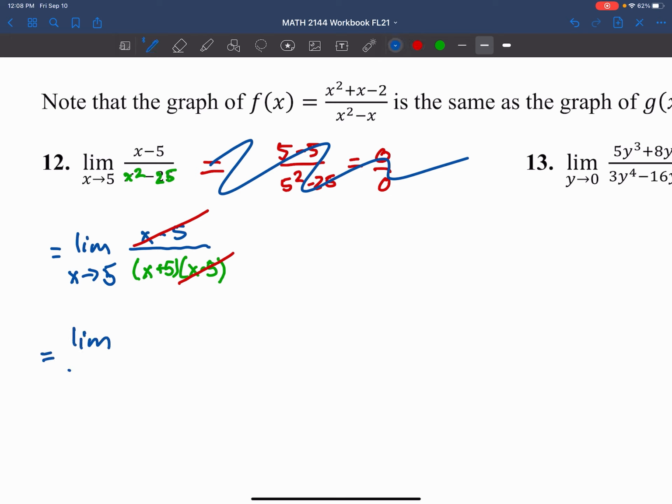So we're now considering a similar function, the limit as x approaches 5 of this time 1 over x plus 5. And we can just go ahead and plug in the value we're approaching here to get 1/10. So that's how the limit works from a computational perspective involving rational functions. Any questions on those two examples?